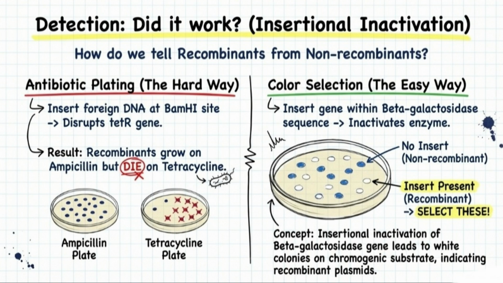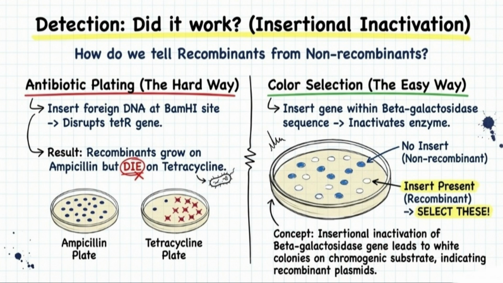If there is no insert, beta-galactosidase is active, and colonies turn blue. These are non-recombinants. If the insert is present, beta-galactosidase is inactivated, and colonies remain white. These are recombinants. So, simply select the white colonies.